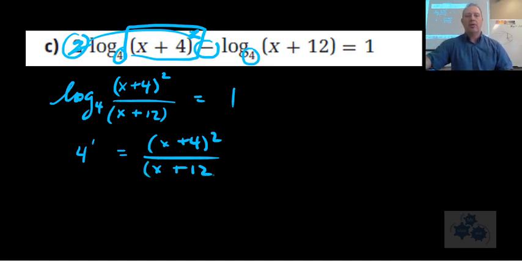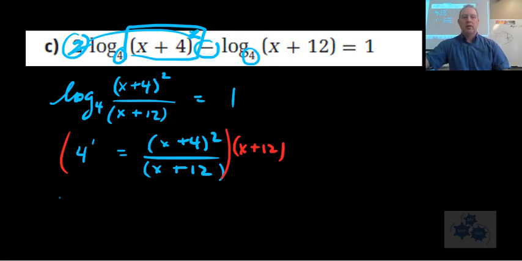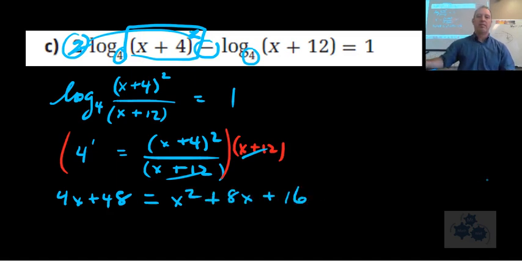What you're going to want to do is multiply both sides by x plus 12 to get it out of the denominator. So this is going to be 4x plus 48 on this side equals, may as well expand this top part too, x squared plus 8x plus 16. So you get this kind of equation, you gather like terms, see if you can solve for x. If it's a quadratic, you might have to try and factor and find out the solutions that way.